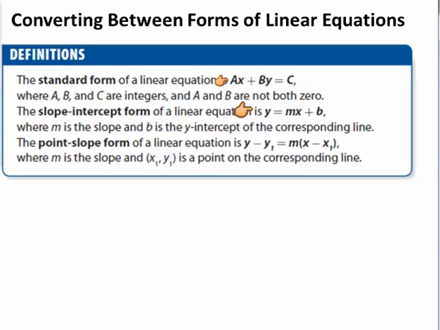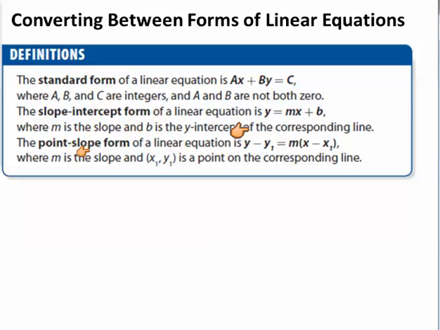Now the slope-intercept form, y equals mx plus b. Why do we call it the slope-intercept? Because right here, m is the slope and b is the y-intercept. So y equals mx plus b is the slope-intercept form of an equation. Now, in this one, m is the slope, b is the y-intercept. Okay?